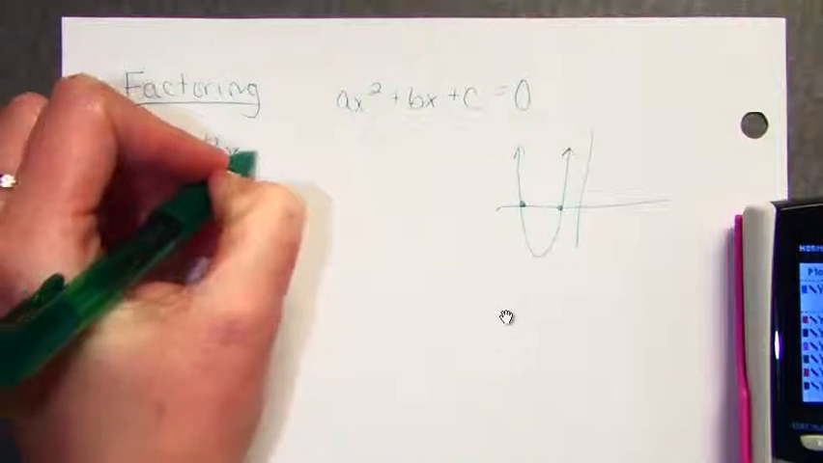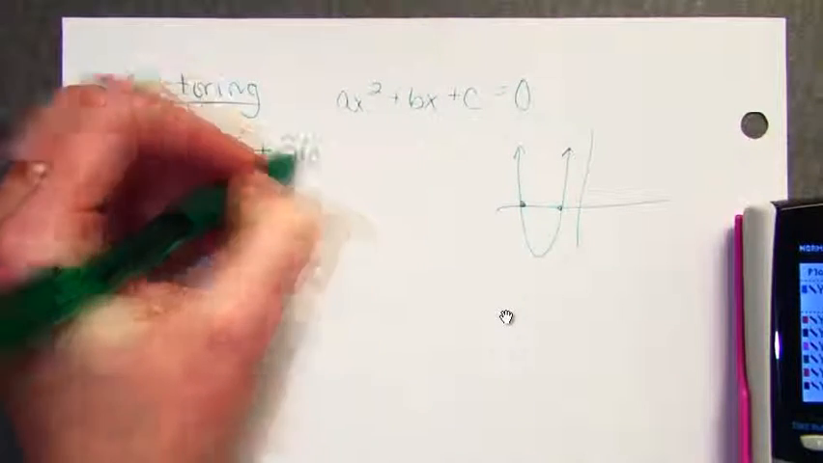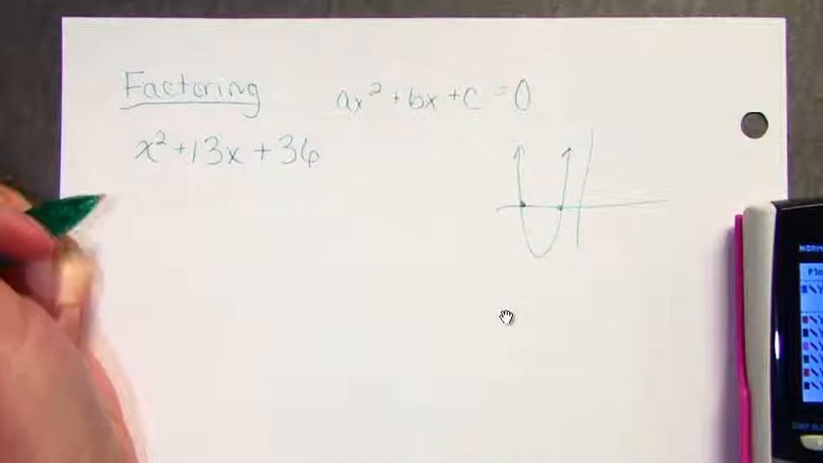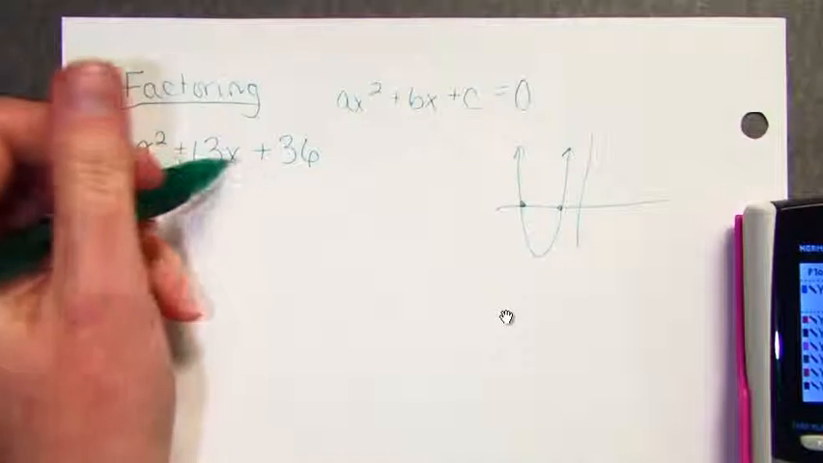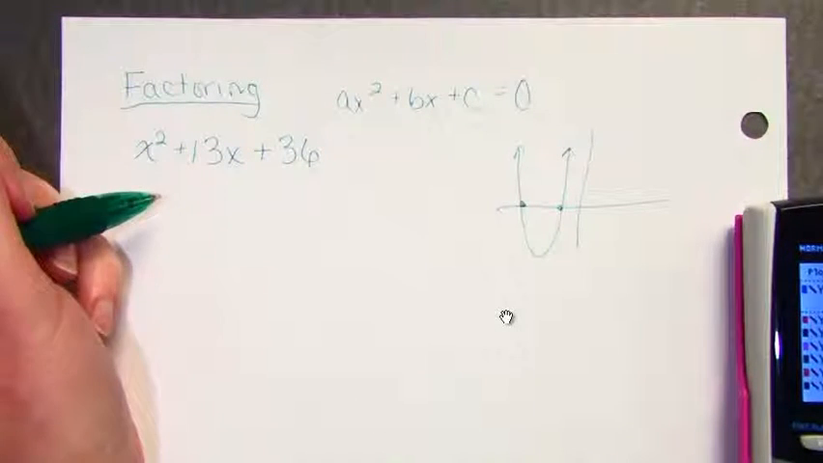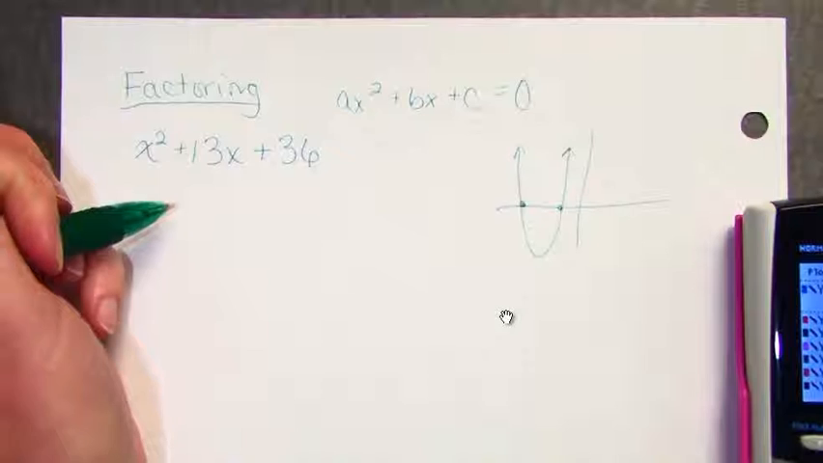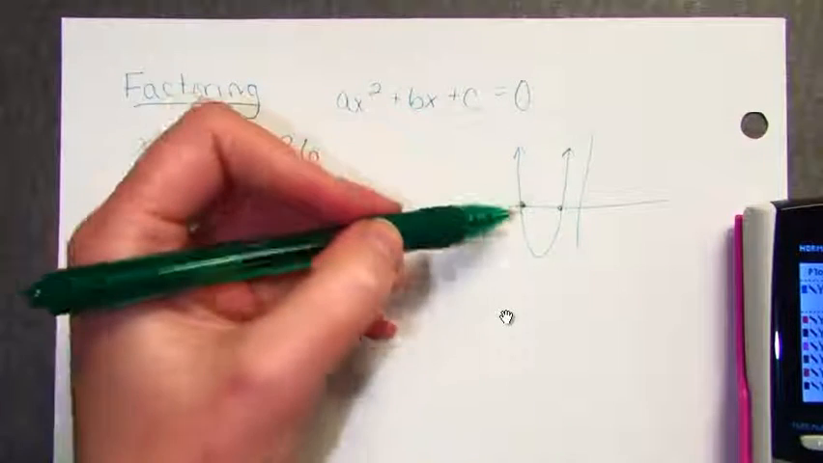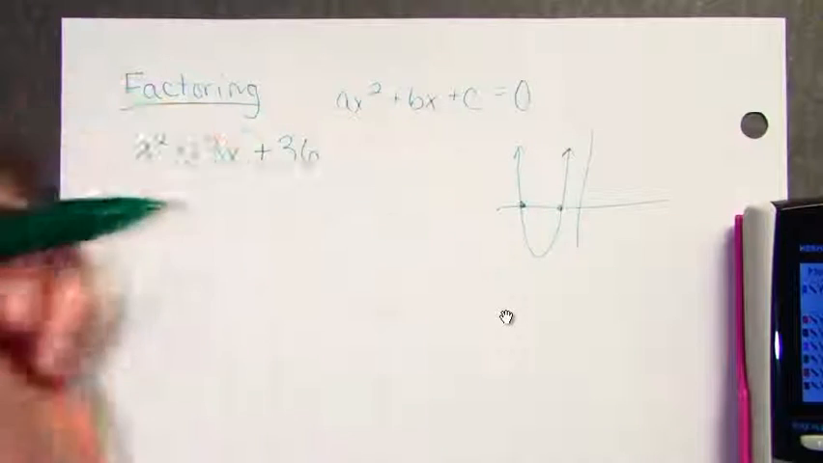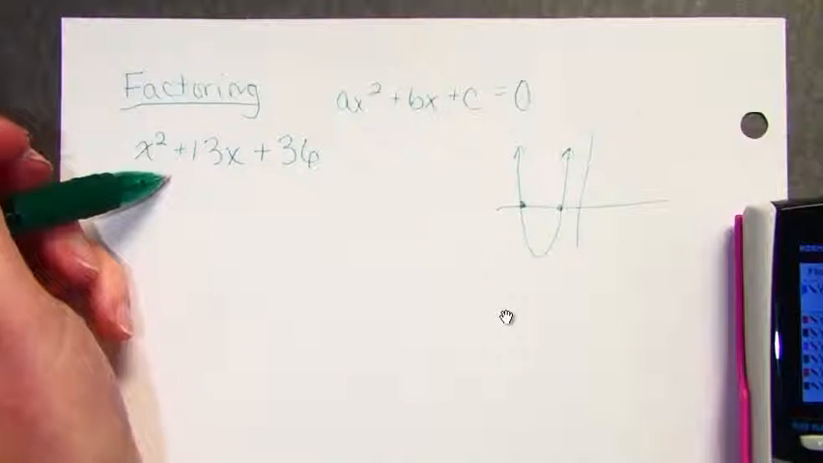Sometimes it just doesn't work out nicely, and that's okay, because we also have the quadratic formula that can help us solve any quadratic at all. So if in doubt, you may always use the quadratic formula in order to find what those two zeros are here, and those can help us find a factor. We'll take a look at how to do that as well.